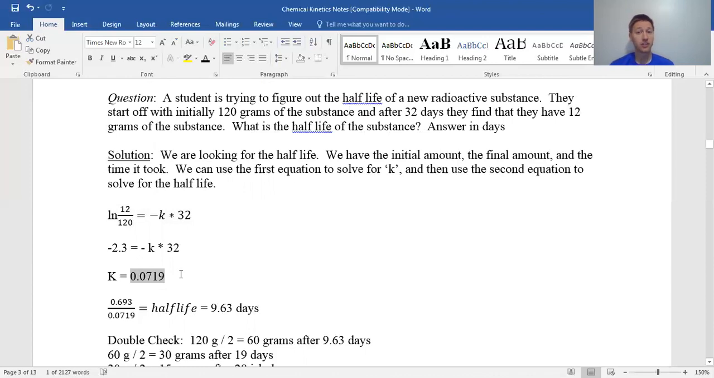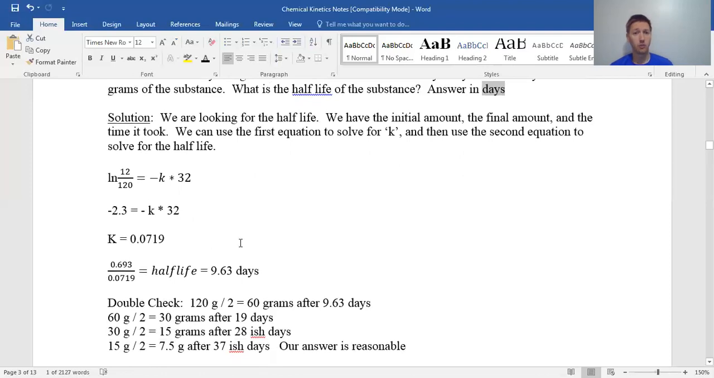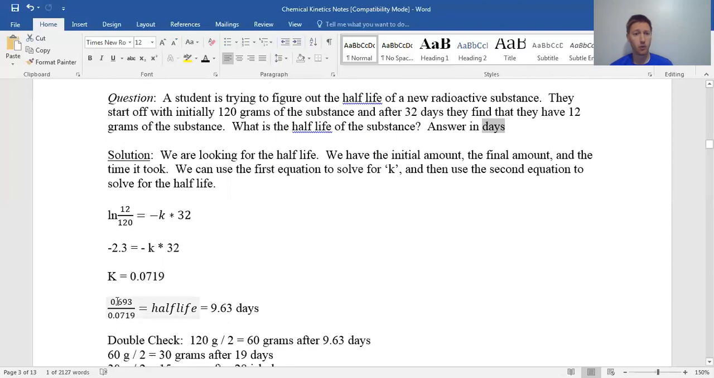So as long as you're doing the math, as long as it wants the time in the same aspects for both, so here we have days up here and we want days, then the K constant will be proper for you. So you shouldn't have to worry about unit conversion in this class. So once we get the K constant, we go back to the next equation, 0.693 again, which is just a magic number, divided by our K constant gets the half-life, and that tells us that our half-life is approximately 9.6 days.